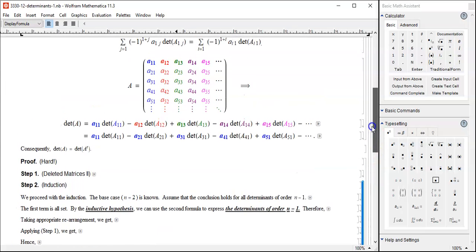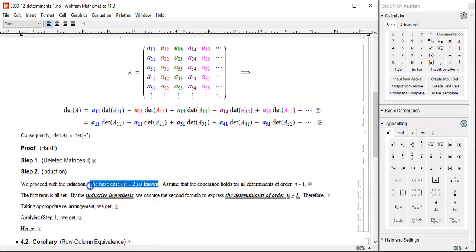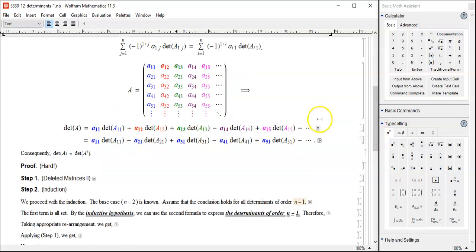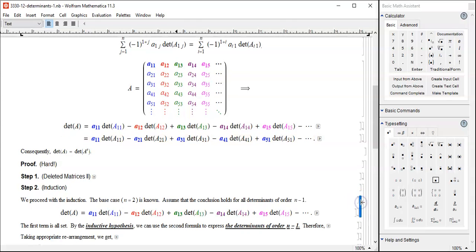And then let's go to the inductive proof. The base case n equals 2, we already did. So let's go over to the inductive proof. Let's assume all these are true for the determinants of order n-1. So this and that are the same for all determinants of order n-1. All right. And then let's go over to this, which is the definition of the determinant for order n. And then we'll work those out, and we're going to prove that this is equal to that.